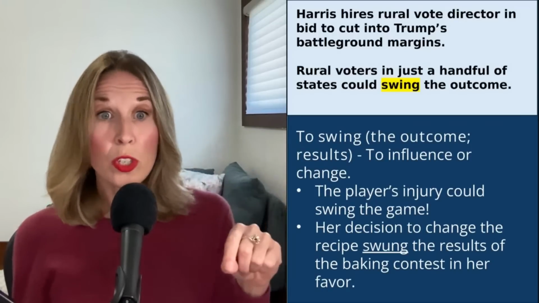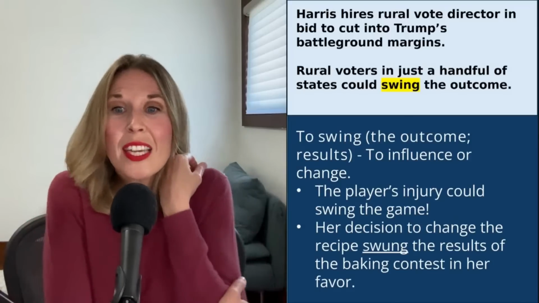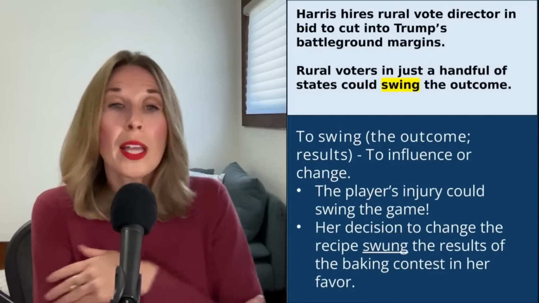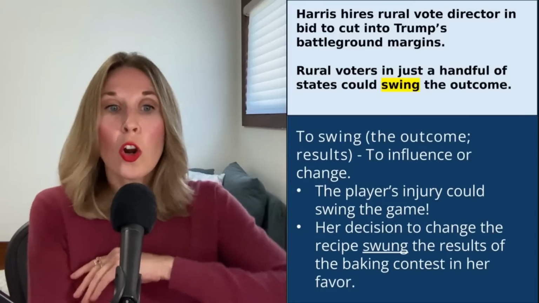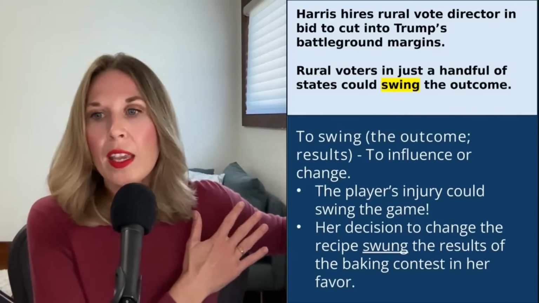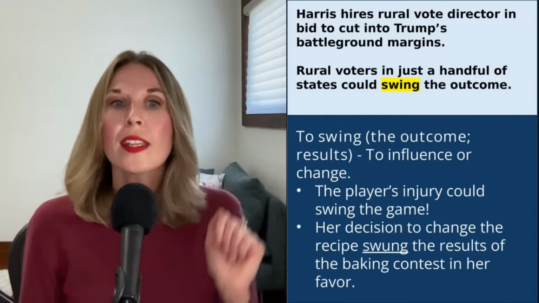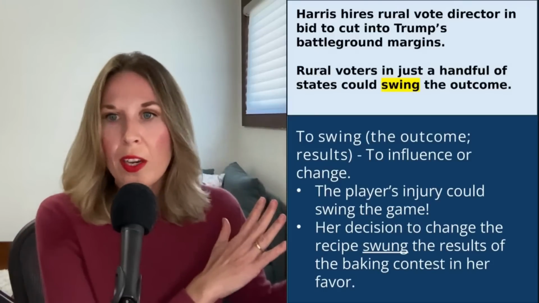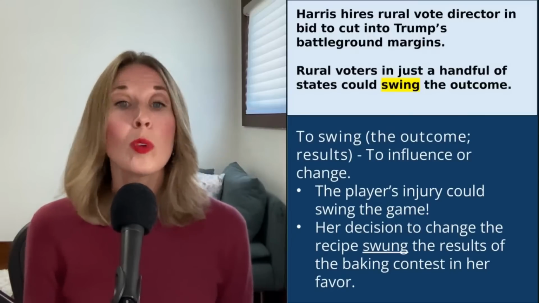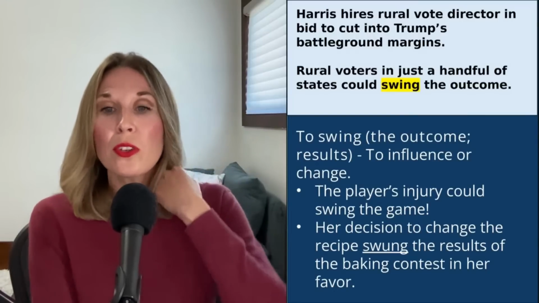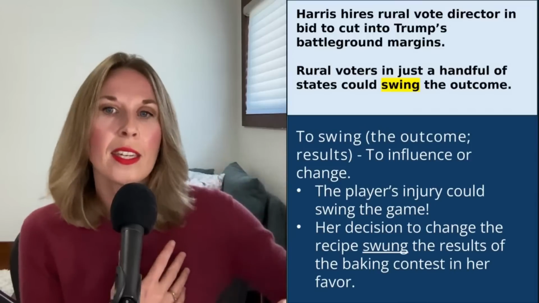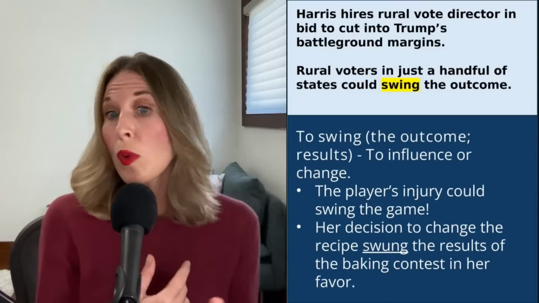Now, in a sports context, the player's injury could swing the game. So the player hurt her arm. So now she can't play. That can swing the game because without that player, the team is not very good. So the team will lose. So the player's injury changed the game, it impacted the game. So could swing the game.